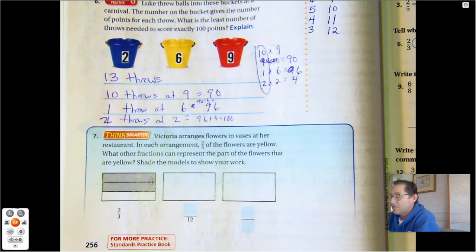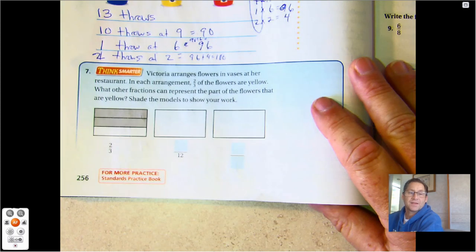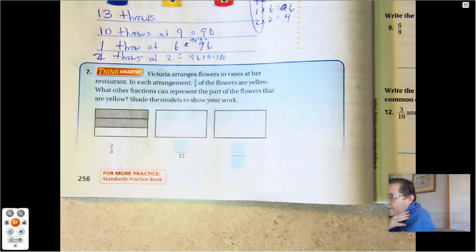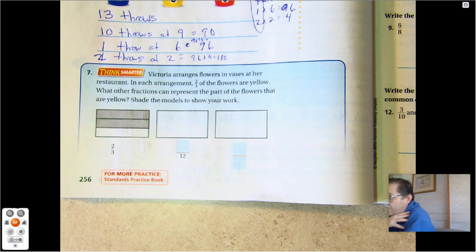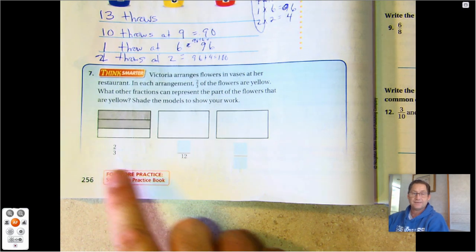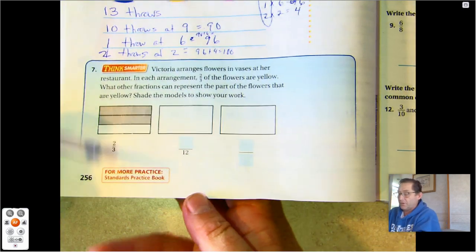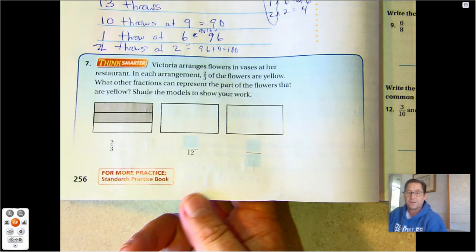And number 7. Victoria arranges flowers and vases at her restaurant. In each arrangement, 2/3 of the flowers are yellow. What other fractions can represent the part of the flowers that are yellow? Shade the models to show your work. Okay, and so it's saying we're going to go from 2/3 to something twelfths. Well, how did they go from 3 to 12? That has to be multiplied by 4, right?